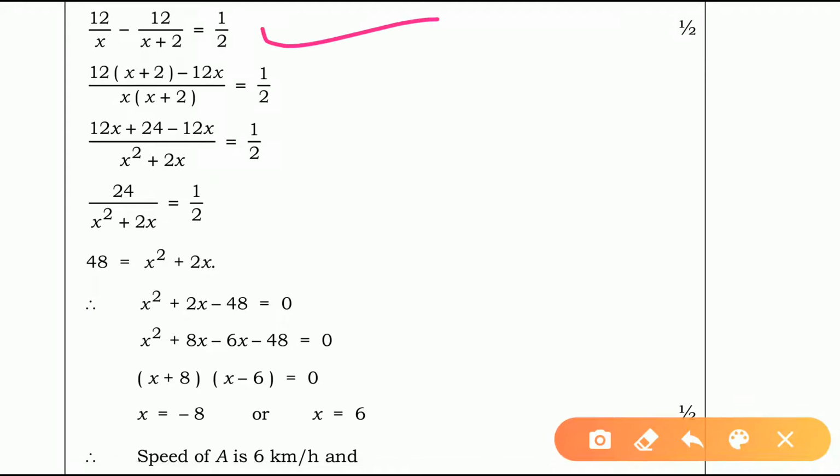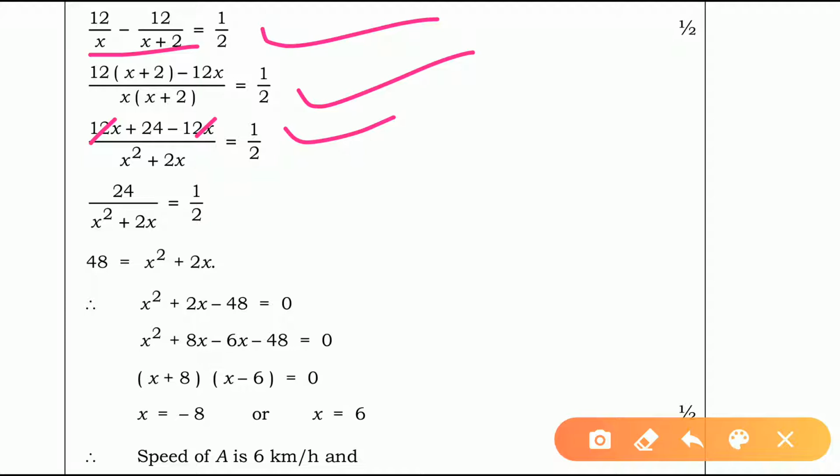Here we put the values of t1 and t2 and take the LCM on the LHS. The LCM of x and x plus 2 is x into x plus 2. Then after simplification we get 12 into x plus 24 minus 12x. Here this and this get cancelled. So 24 over x into x plus 2, that is x square plus 2x, is equal to 1 by 2 as it is.